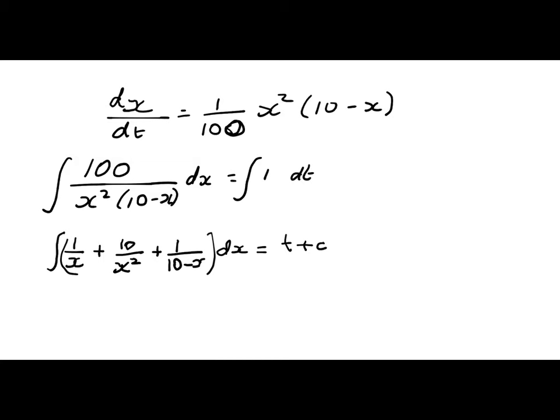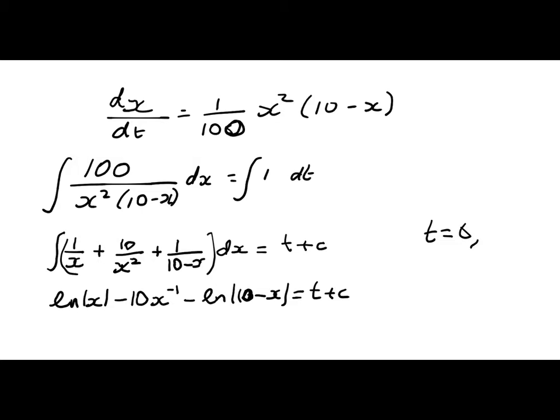Integrating the left gives me the natural log of x minus 10x to the negative 1 minus the natural log of 10 minus x. And that equals t plus c. So this is a good time to substitute in when t equals 0, x equals 1. That lets me get the constant.